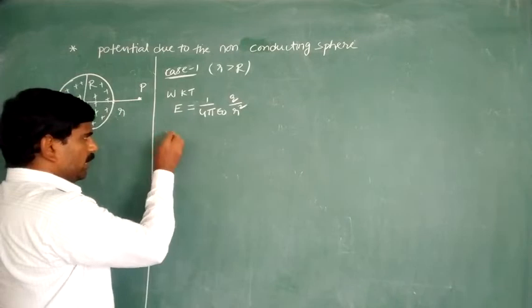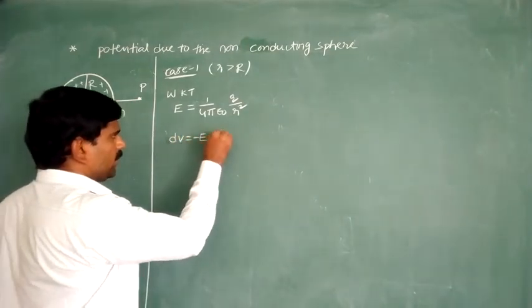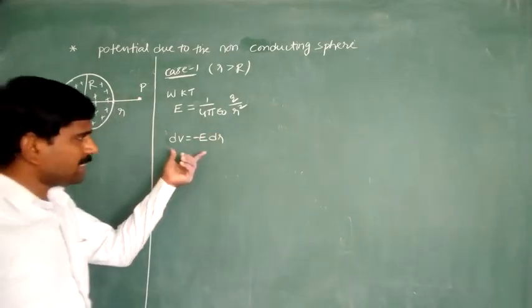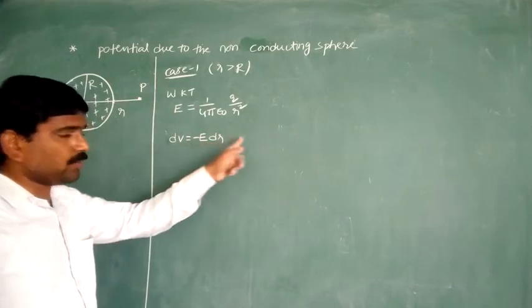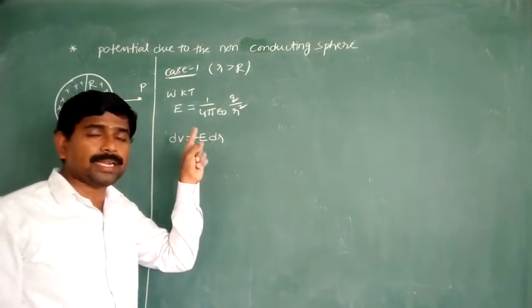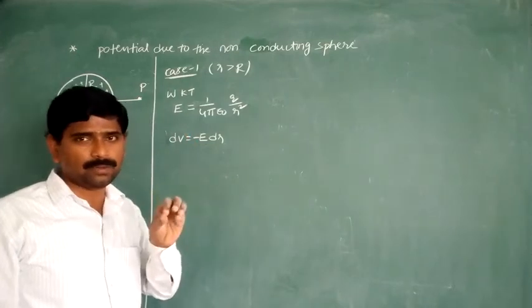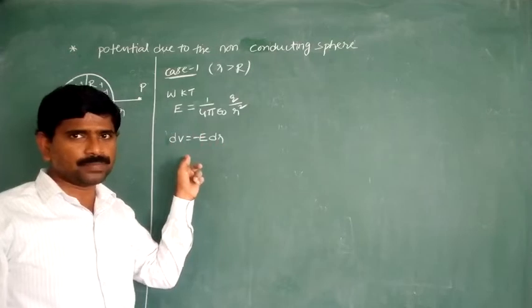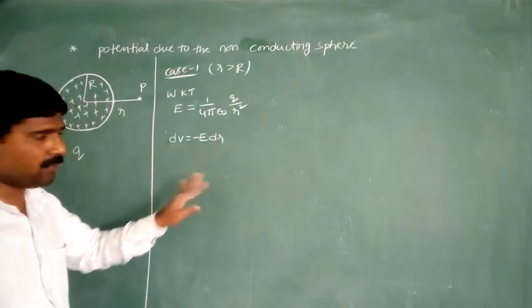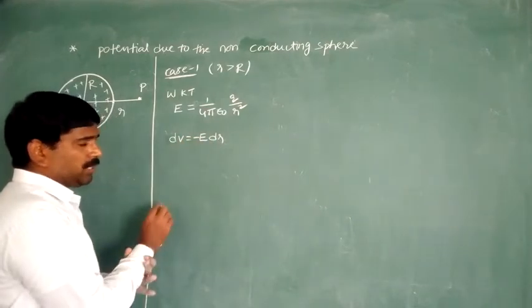So we know that dV is equal to minus E into dr. From this equation, we can find out the electric potential. How do we get this one? That is the relation between the electric field intensity and electric potential difference. Video 5, first watch that video. After that, you observe this one. You watch this next video. That is, here dV is equal to minus E into dr.